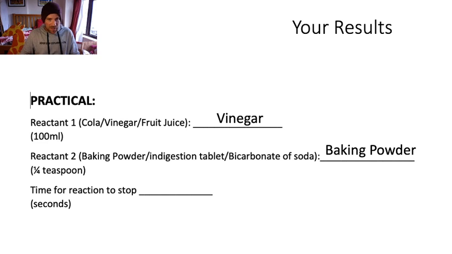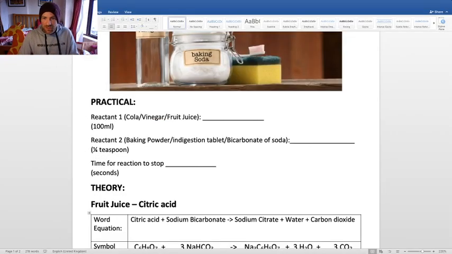And then you'll notice on your sheet that you've got a space to write down the time it takes for the reaction to stop. If I try and show you this: you've written down what you're going to use out of cola, vinegar and fruit juice. You've written down what your reactant number 2 is. And here is where you're going to say how long it takes for the reaction to stop.